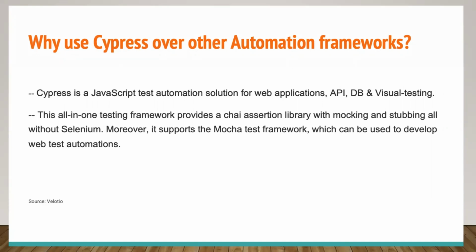This all-in-one testing framework provides an assertion library with mocking and stubbing, all without Selenium. Here we don't use any Selenium drivers. There is no concept of web drivers here. Hence, Cypress comes with its own internal architecture and internal drivers. Moreover, it comes with a framework. Mocha is a test framework for JavaScript, which can be used to develop web test automations. Hence, it comes with the Mocha framework and the Chai assertion library, everything inbuilt.